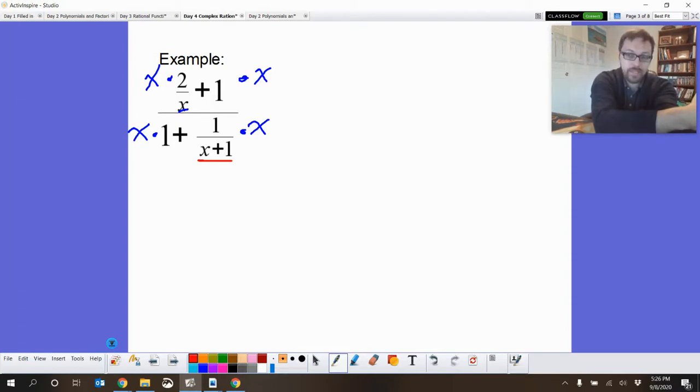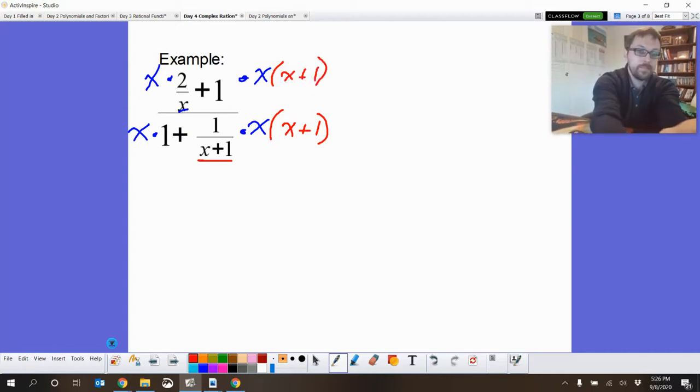Now you can do this in 2 separate steps, but to be honest, it's not worth the additional time and paper space. So I'm just going to do it all at once. If you really want to break this up into 2 steps, by all means, you can. But I don't want to. Times x plus 1. All right.